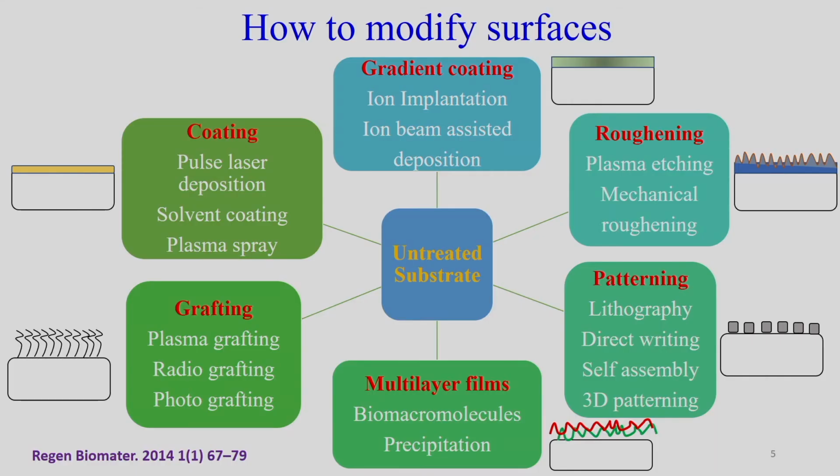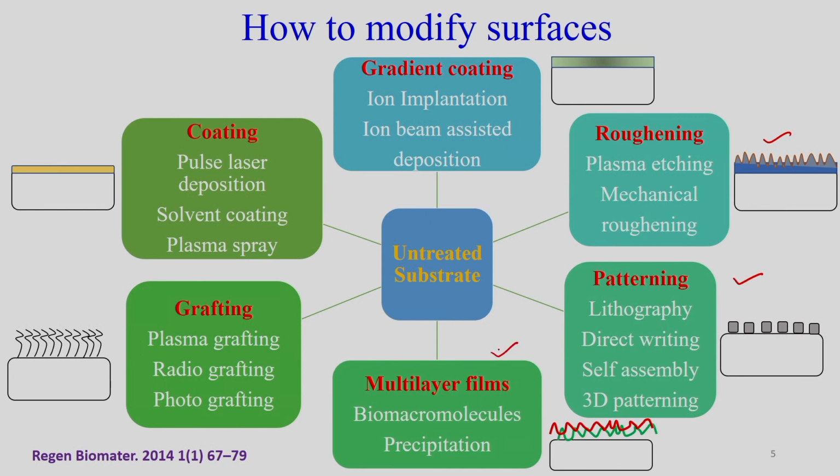So, how to modify the surfaces? I have quickly overviewed different methods. You can go for roughening. In case of rough surfaces, you can go for plasma etching or mechanical roughening. We can form patterned surfaces. The pattern can be formed by lithography, 3D printing, self assembly or direct writing. Also, we can go for multi-layer films.